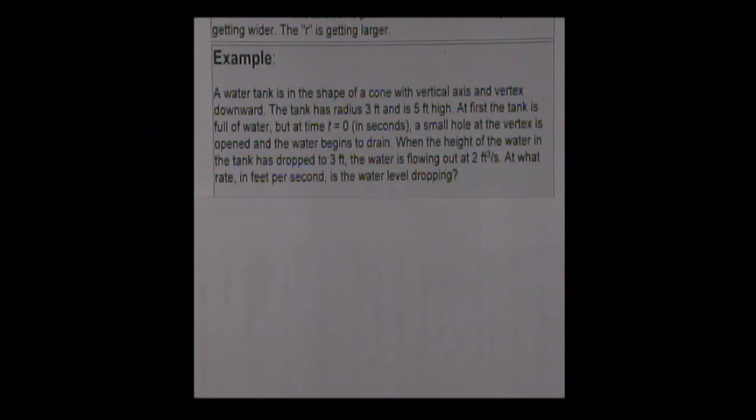Here we go. Water tank in the shape of a cone with a vertical axis and vertex pointing downward. The tank has a radius of 3 feet and it's 5 feet high. That's the full tank. At first, the tank is full of water, but at time t equals 0 in seconds, a small hole in the vertex is opened and the water begins to drain. When the height of the water has dropped to 3 feet, the water is flowing out at 2 cubic feet per second. At what rate in feet per second is the water level dropping?